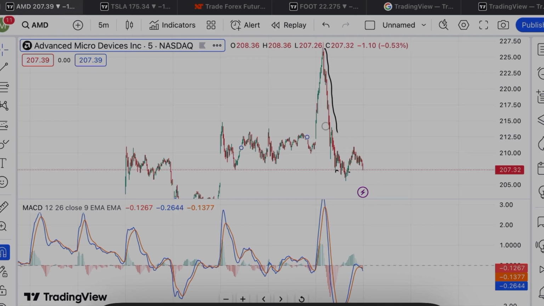Which a bear flag would be a continuation, or it would be a reversal, right? So this is what we're looking at. Right here, right here is support. It's support, boom. It's support, but it's also right there is support.